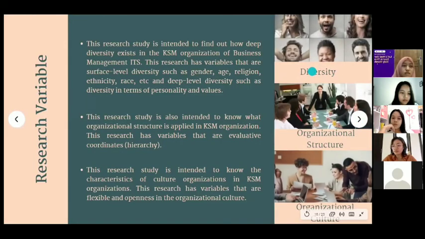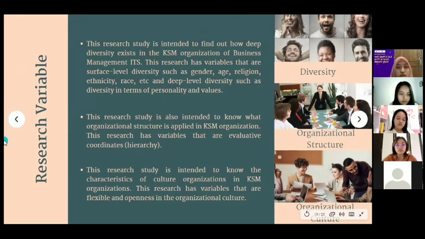And the last is research variables. Number one is this research study is intended to find out how deep diversity exists in the KSM organization of business management ITS. This research has variables that are surface level diversity such as gender, age, religion, ethnic, race, etc. And deep level diversity such as diversity in terms of personality and values.